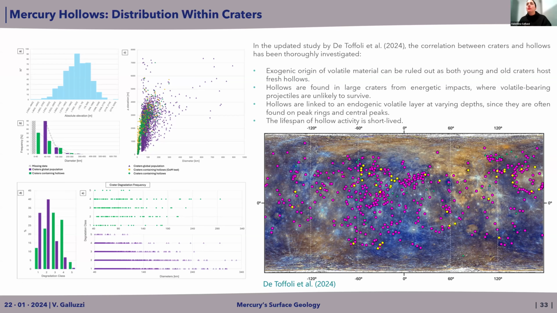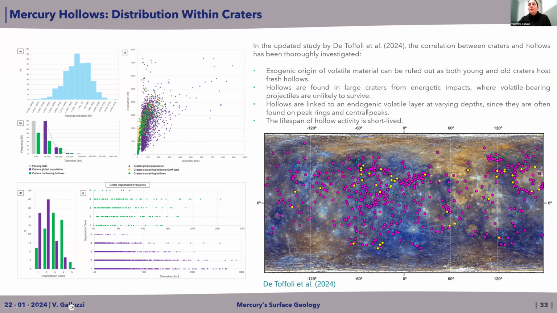Then hollows are found also in large craters that were created from energetic impacts, where volatile-bearing projectiles are unlikely to survive. So it is very likely that hollows are linked to an endogenic volatile layer, but this layer is at varying depths, because from this work we can see that there is not a constant depth where the craters formed and where the hollows formed within craters.